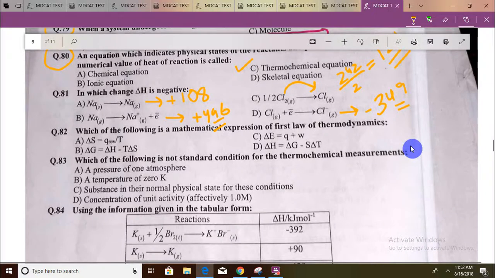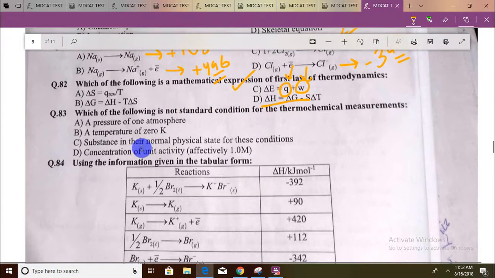Which of the following is a mathematical expression of the first law of thermodynamics? This is it. Delta E is equal to q plus w: this is the internal energy, this is the heat energy that is given or taken out, and this is the work that is done. This is completely different. This is the relationship between delta H and Gibbs energy, and I think this is the heat capacity, and this is just a rearrangement.